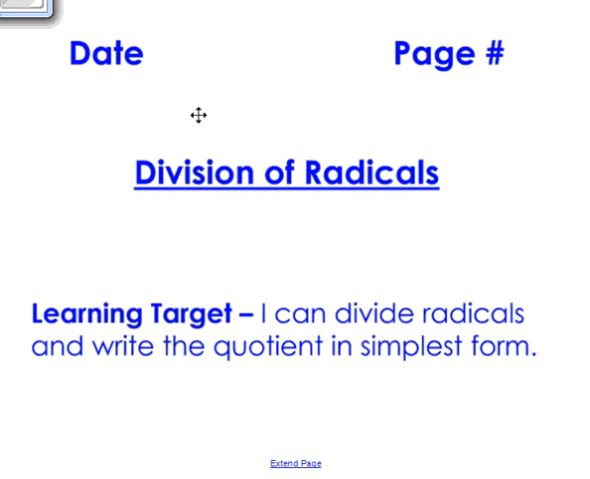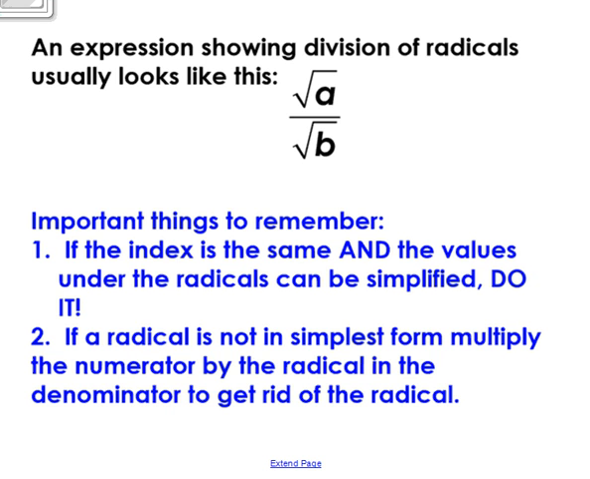Today we're going to divide radicals. Make sure that you get your date and page number and your learning target down, and you also put it in your table of contents.